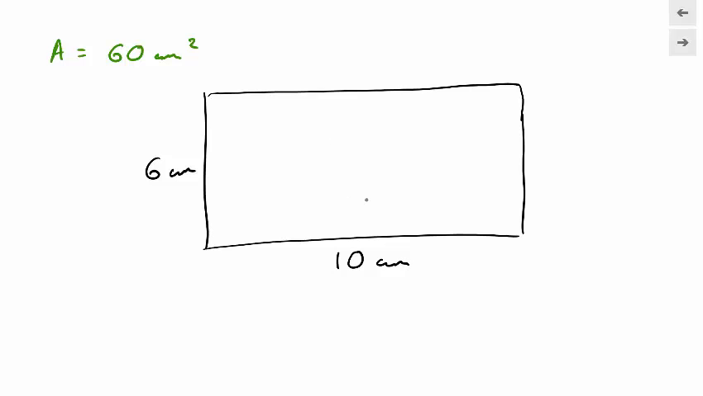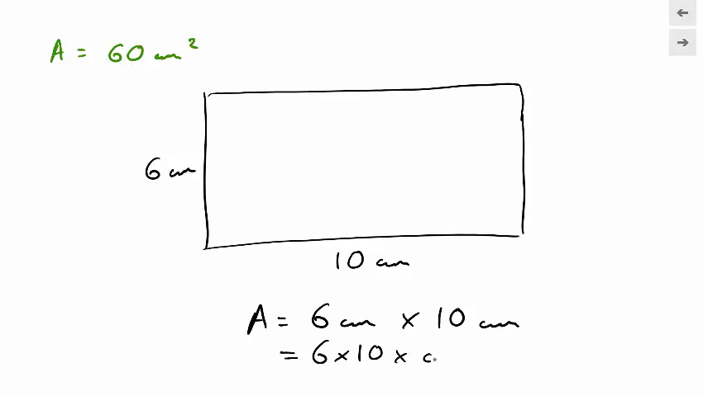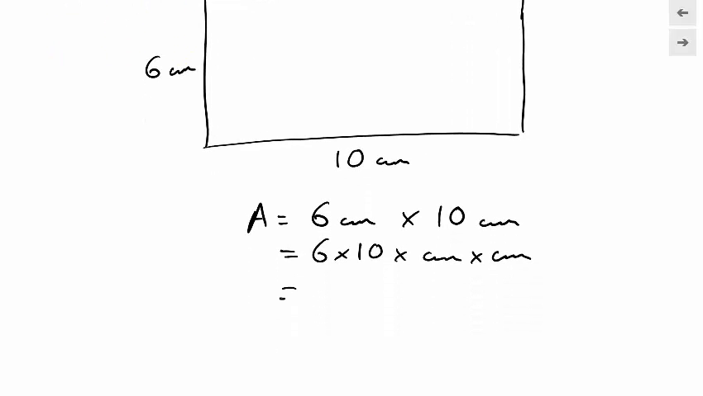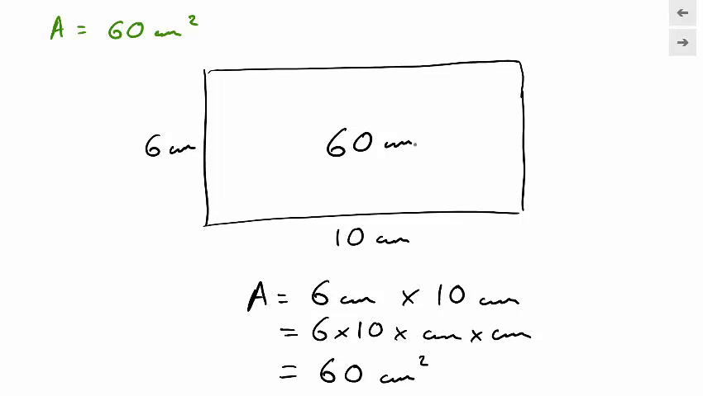So the area of this rectangle is going to be 6 centimetres times 10 centimetres. I can just multiply the 6 and the 10 together, right? So I just end up with 6 times 10, and then I've still got times centimetres times centimetres. I treat the units almost like I would an algebraic variable, right? So this is just 6 times 10, which is 60. Then I get centimetres times centimetres. I can just write that as centimetres squared, right? Centimetres times centimetres, anything times itself is just squared. So this area then is 60 centimetres squared.